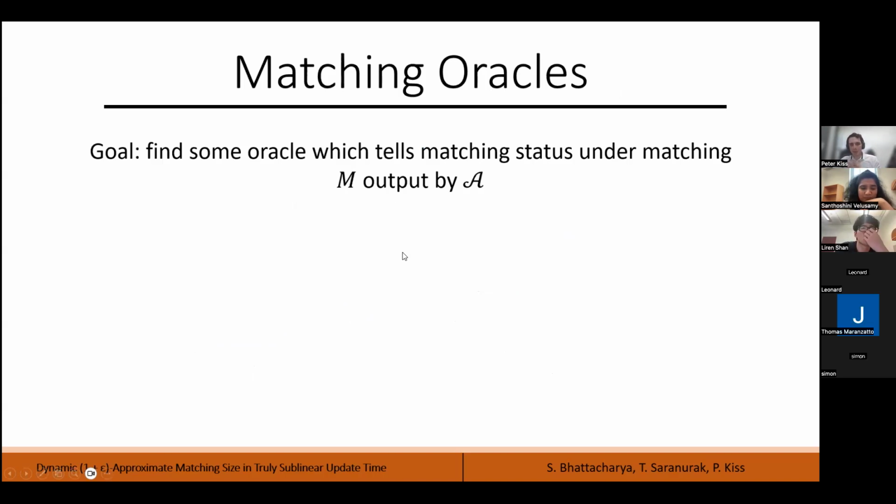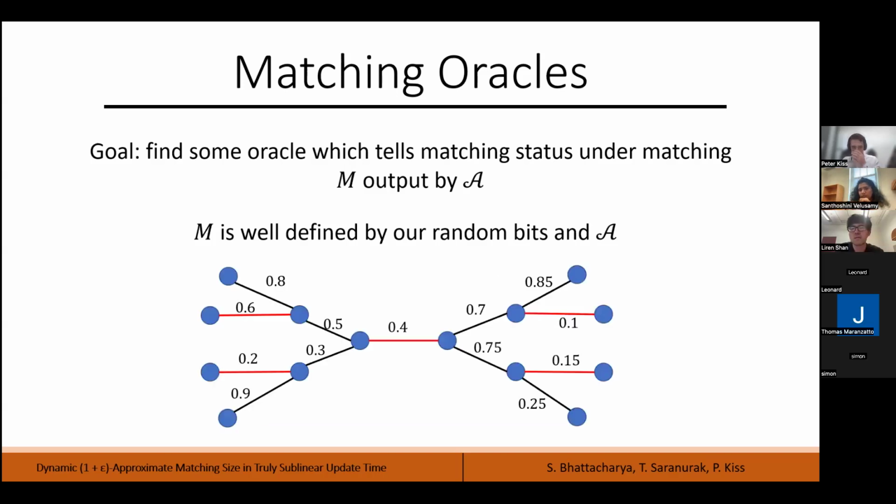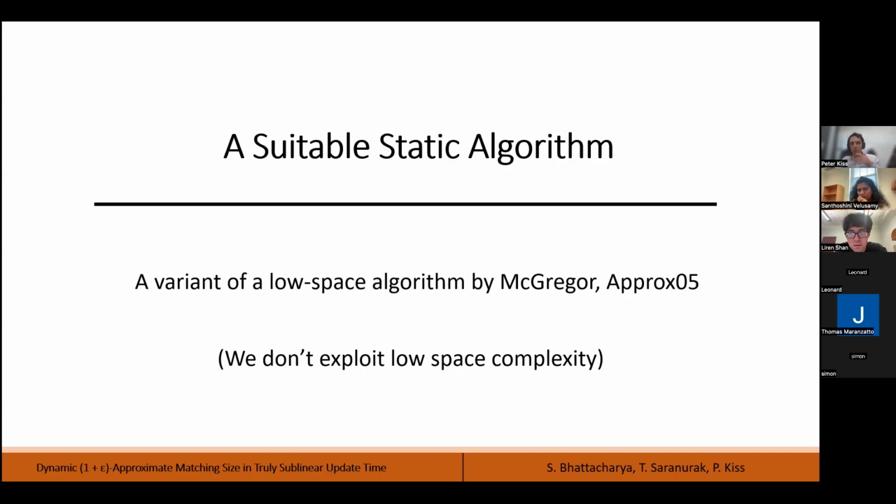Okay, thanks. So as I said, the problem is about matching oracles, getting these oracles which efficiently tell the match status of a vertex under some fixed matching. So we have to choose a suitable static algorithm and try to implement it in the sublinear model using some oracle-based technique. Our choice for a sublinear algorithm is a well-known semi-streaming algorithm by McGregor, which is a low-space algorithm which only accesses the edges of the graph a few times. But we don't really exploit either of these properties. Since we wrote this paper, we realized that there are many more candidates which can be implemented this way.